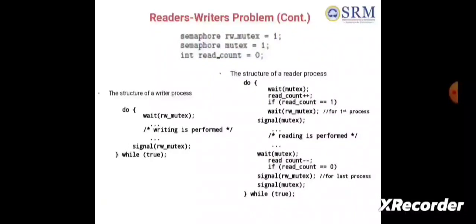Similarly, whenever a reader process completes its reading operation, it has to decrement the read count in order to keep track of whether all the reader processes have completed their reading operation. Hence, after the reading is over, the mutex is enabled by the reader process, then the read count value is decremented.